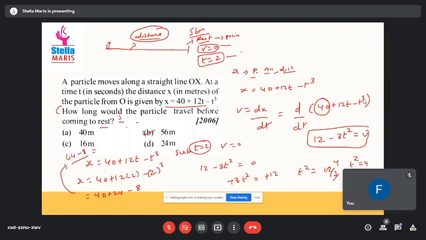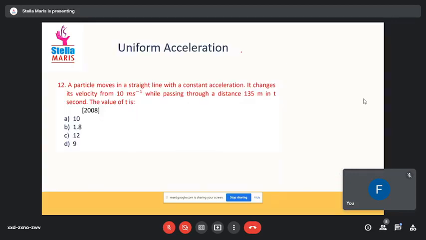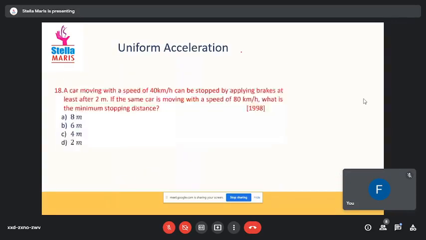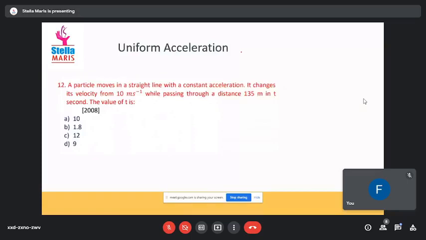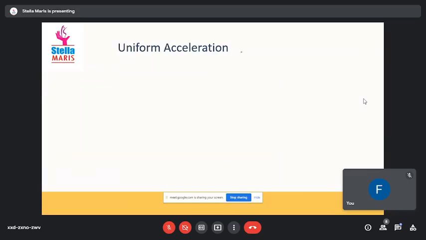Yes, sir. Okay. So we can go with uniform acceleration, but since time is not sufficient today, we have to do that tomorrow. Tomorrow we'll see the concept of uniform acceleration.